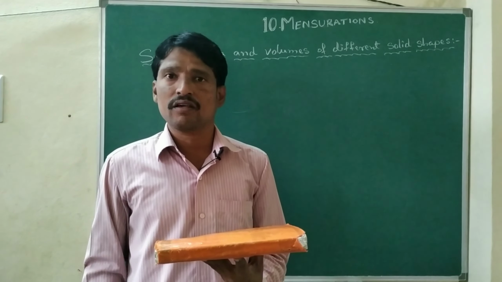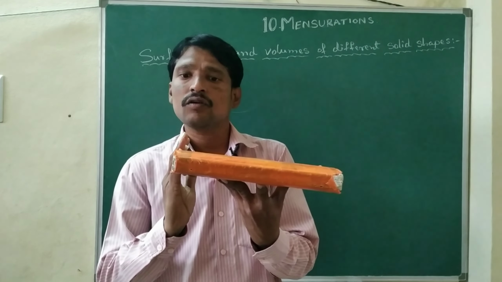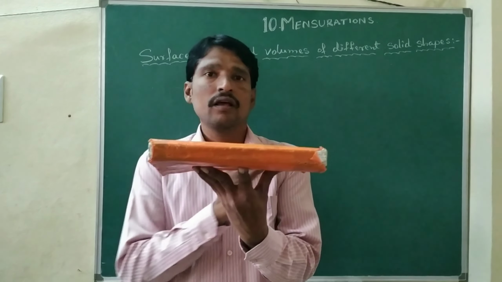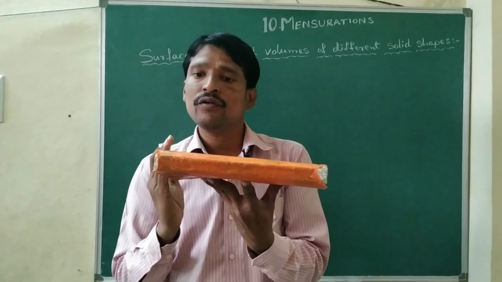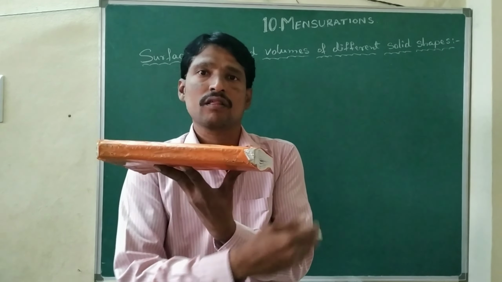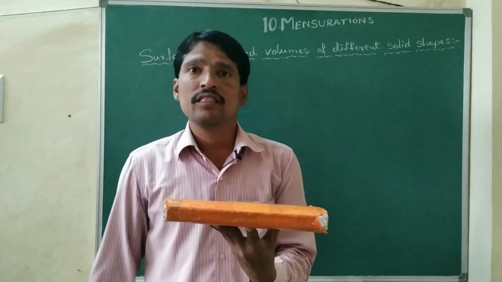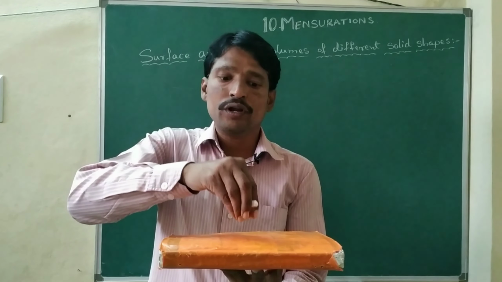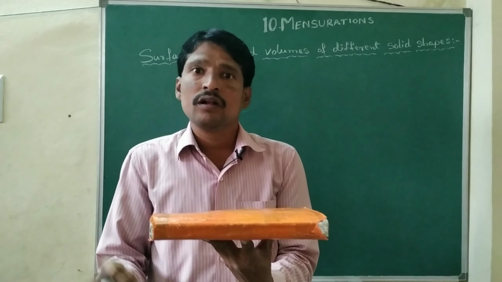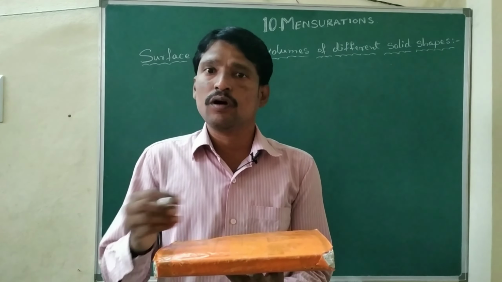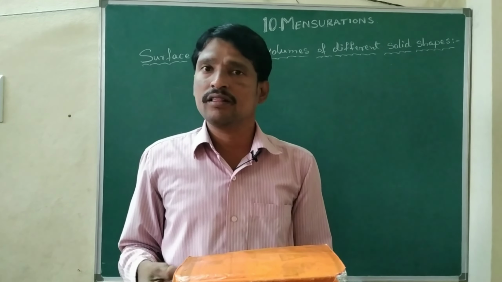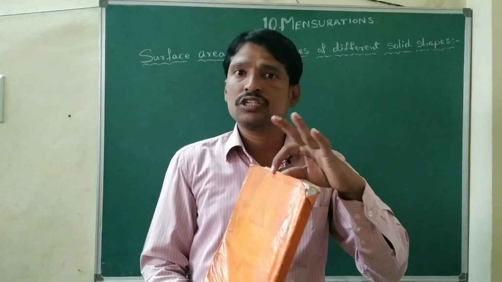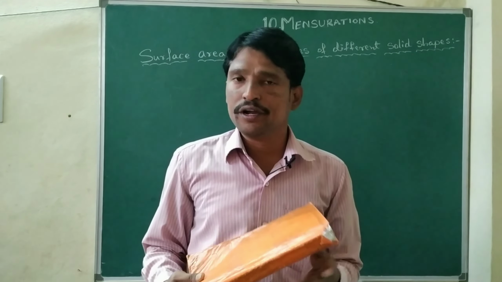So what is lateral surface area? We are taking only 4 sides. This is one side, second side, third side and fourth side. So we are measuring only the 4 walls, only 4 boundaries. That is called lateral surface area. If we include the top and bottom along with these 4 sides, that is total surface area. So this book is the shape of a cuboid.